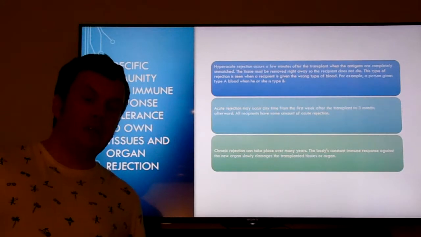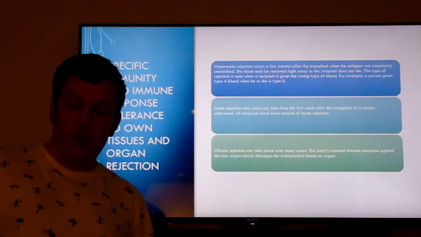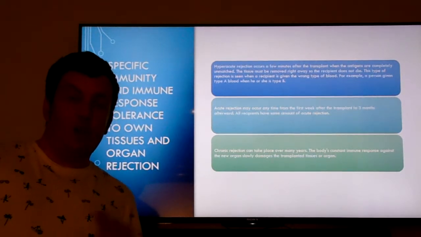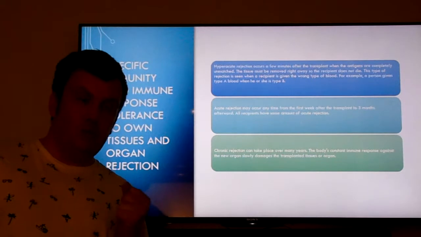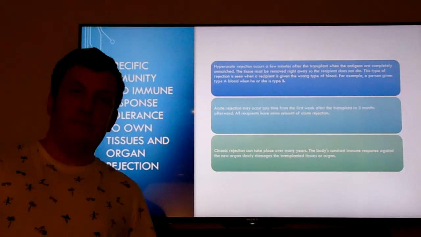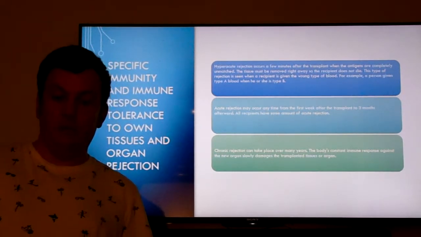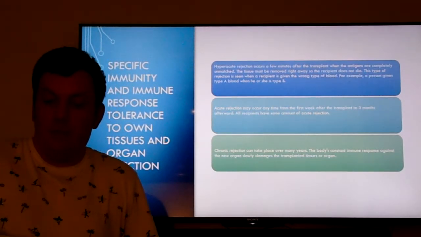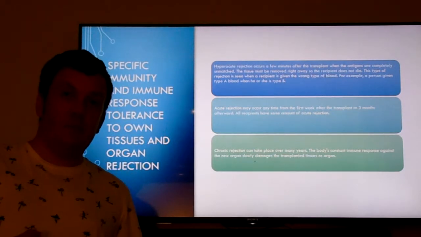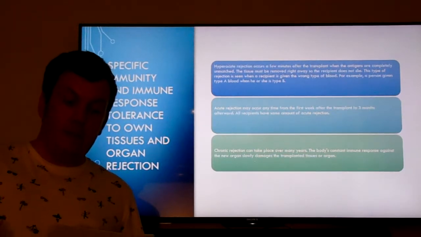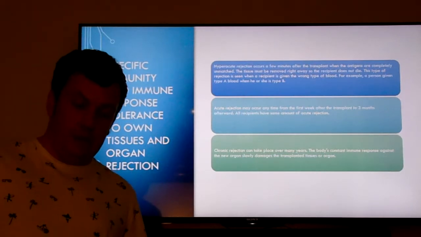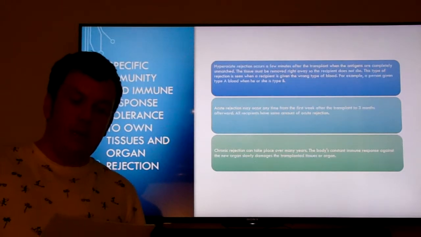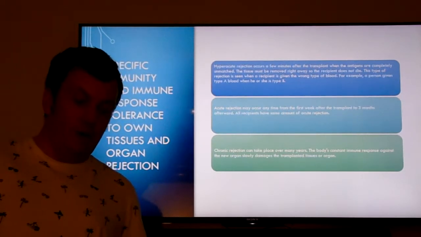Rejection happens in three ways. It can happen hyperacutely, which can be within minutes of a transplant, and it's where the antigens are completely mismatched, so the body just recognises it as a complete foreign body and attacks it with its immune response. Acutely can occur from week 1 to within 3 months. Most patients will suffer this kind of rejection, and then chronic can go on for years and years. The immune response just lasts. It's just so slow that it slowly damages the transplanted tissues or organs.